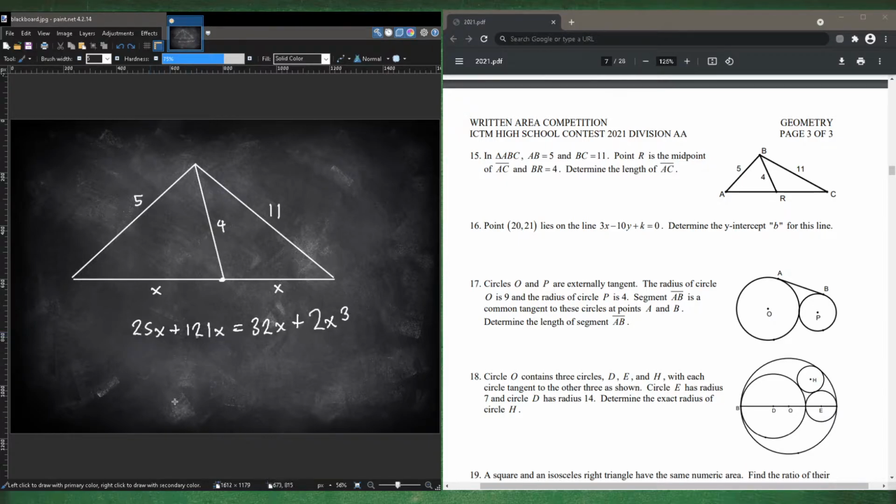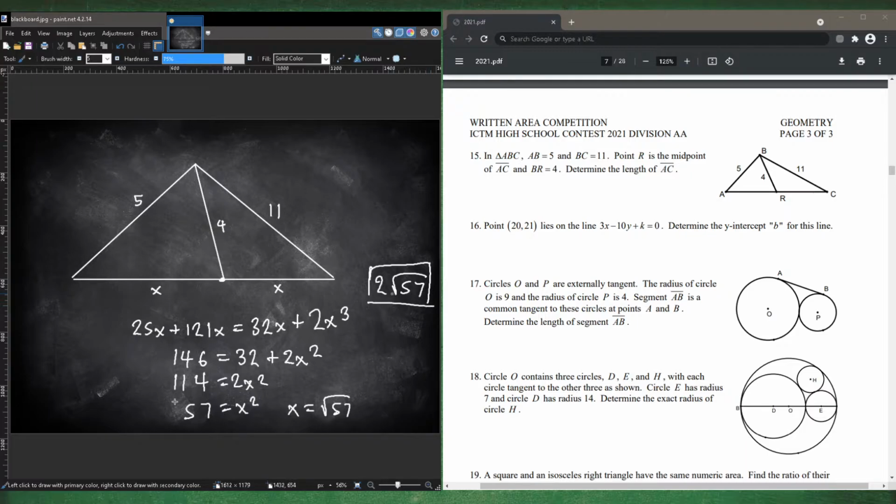So that's 25 plus 121 equals 146. We divide out our x's, so that would just be 32 plus 2x squared. So 146 minus 32 equals 114, 2x squared. So that's 57 over x squared. That means x equals square root 57. So 2 square root 57 is our answer for number 15, because we said we need to multiply our x by 2 to get AC.